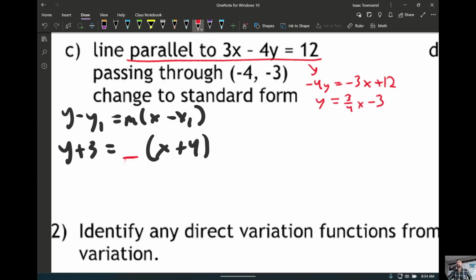And the reason that slope-intercept is nice is I can see what his slope is in an instant. If his slope is 3/4 and I want a line parallel to that, I would also need a slope of 3/4. Parallel lines have the same slopes. Then, finally, I would worry about putting it in the form that they want.